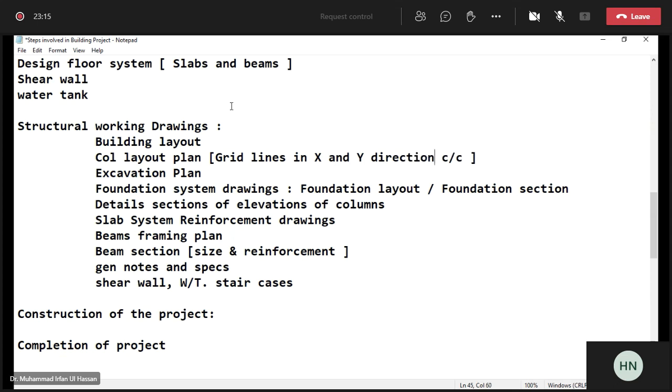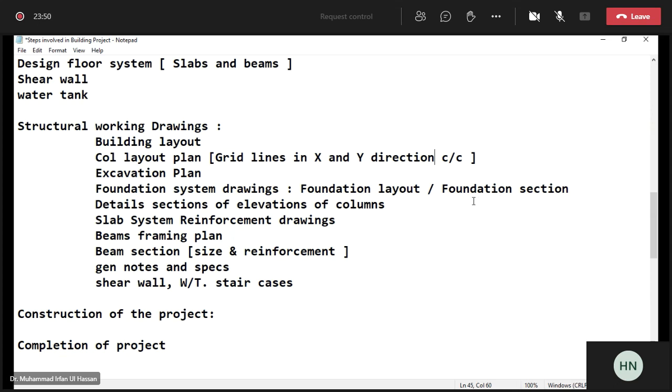The excavation plan is decided based on the foundation sizes, marked from the center line of the grid. From that, the foundation system of the drawings is built. The foundation layout and foundation sections are decided and designed by the engineers, and then you draw the plan and section of the foundation.